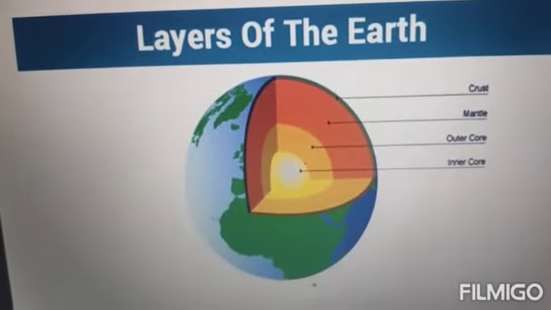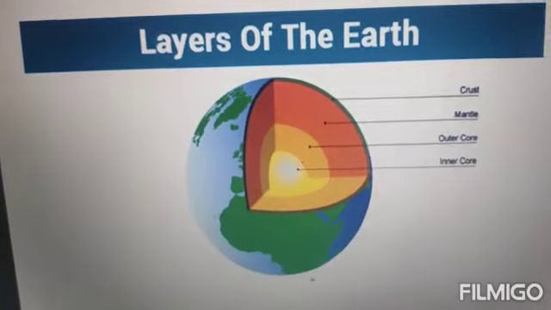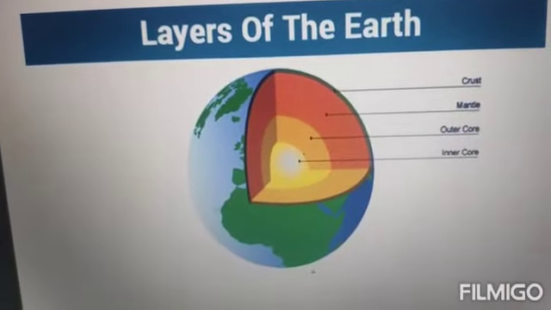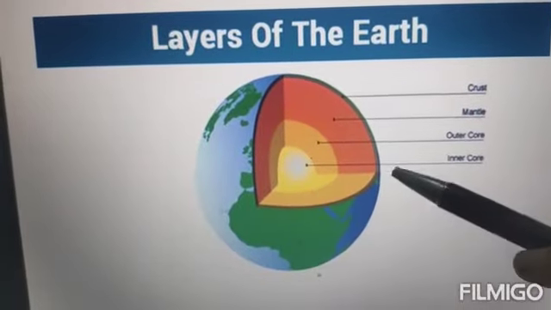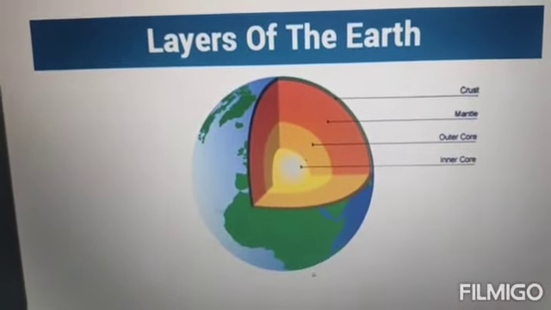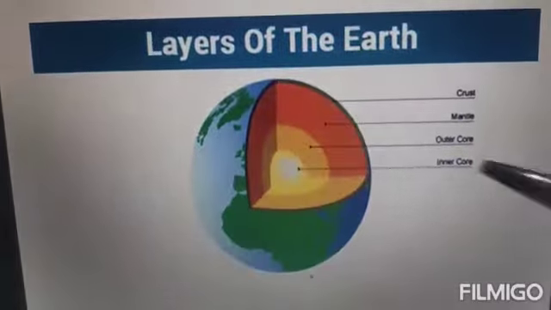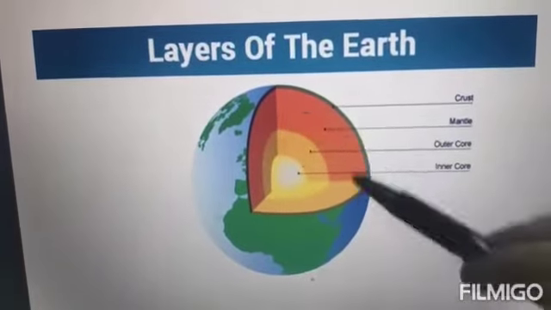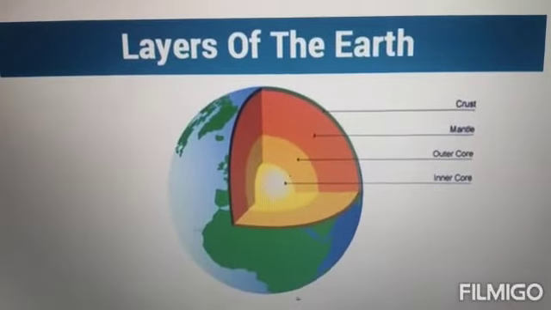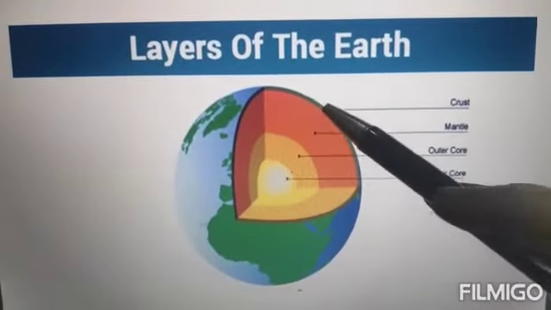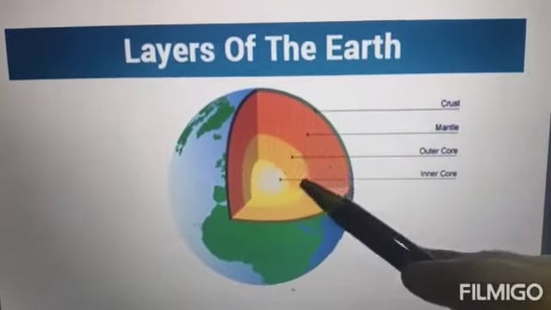The inner core is solid and the outer core is semi-liquid. It is also very hot at the center of the earth. Inner core and the outer core. Next is mantle. The red one shows the mantle portion. The mantle lies between the core and the crust. Crust is the uppermost part and core is this one.